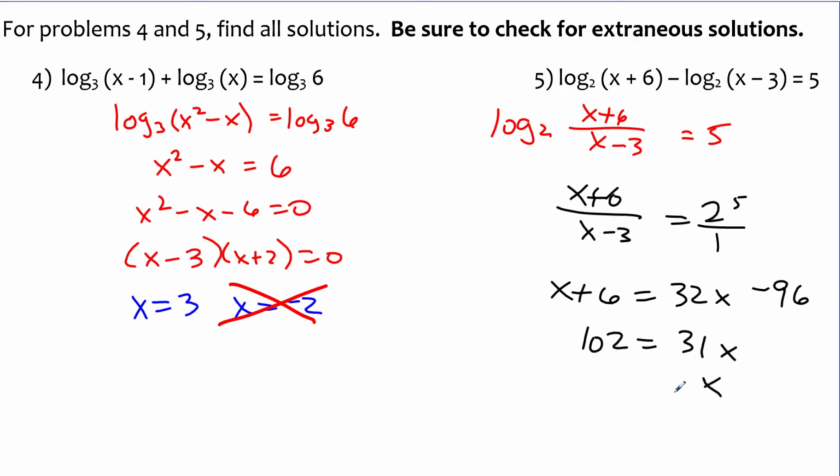And when you divide on both sides, to the best of my knowledge, this does not simplify at all. We're just going to leave it as 102 over 31. Okay, so this is our answer. I'm going to do a quick check. 102 over 31 is a number bigger than 3, so my only issue with getting an extraneous solution would have been here. But if I have something bigger than 3, that will stay positive, so this is actually a good answer.